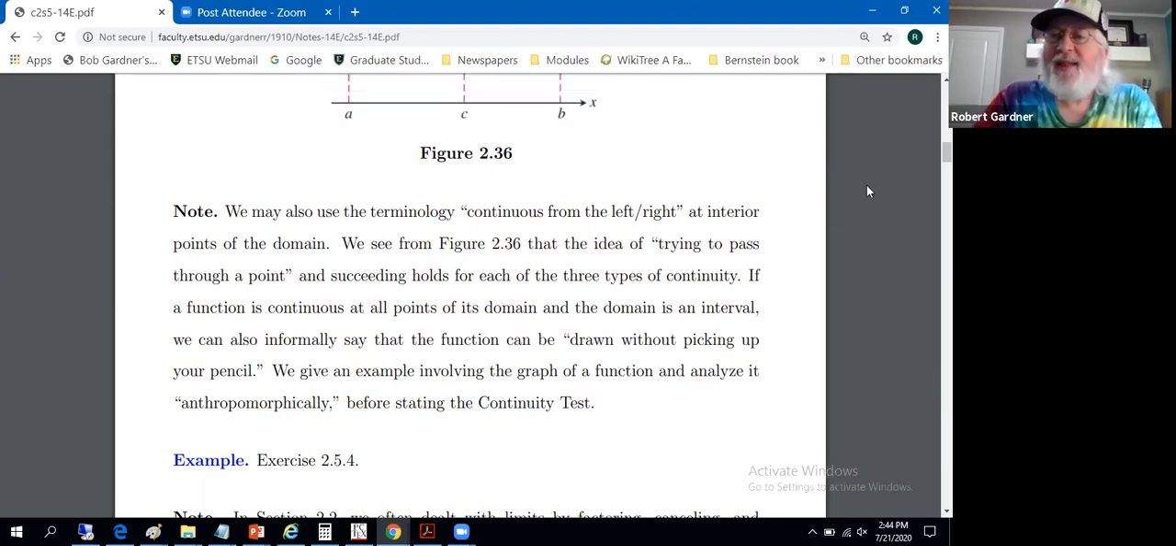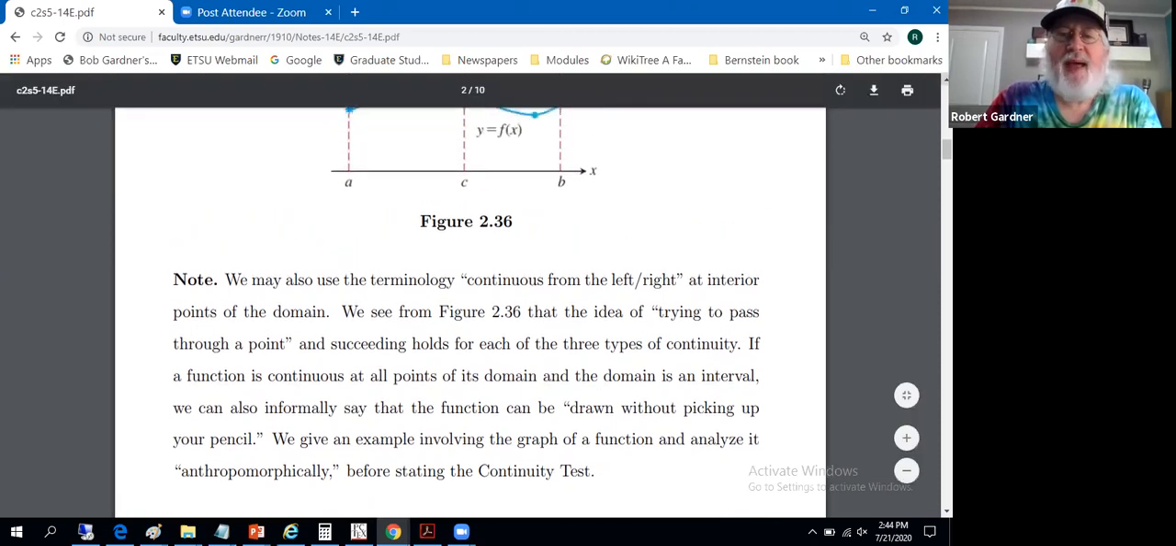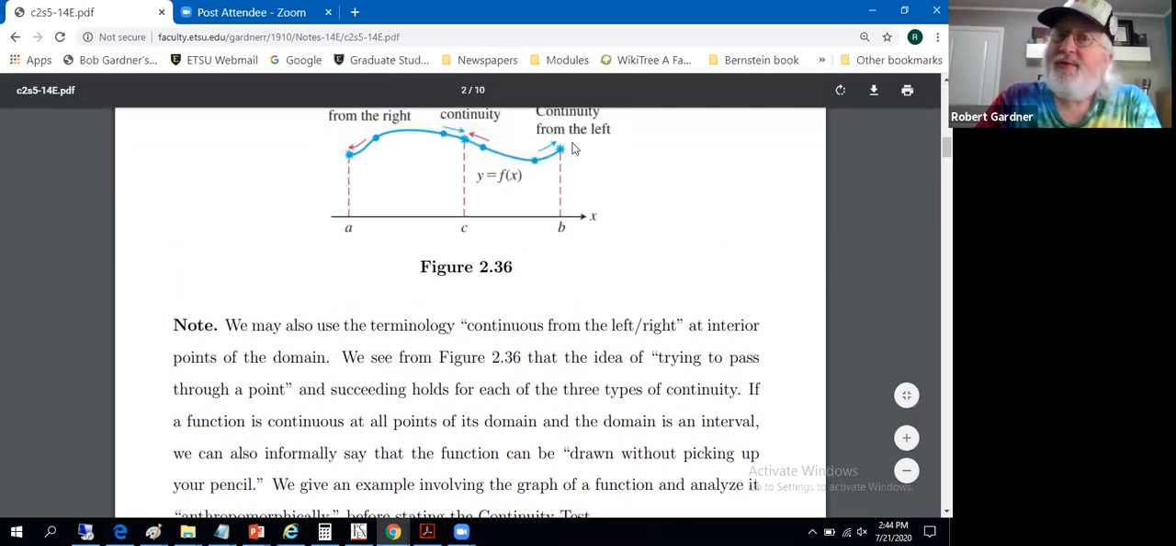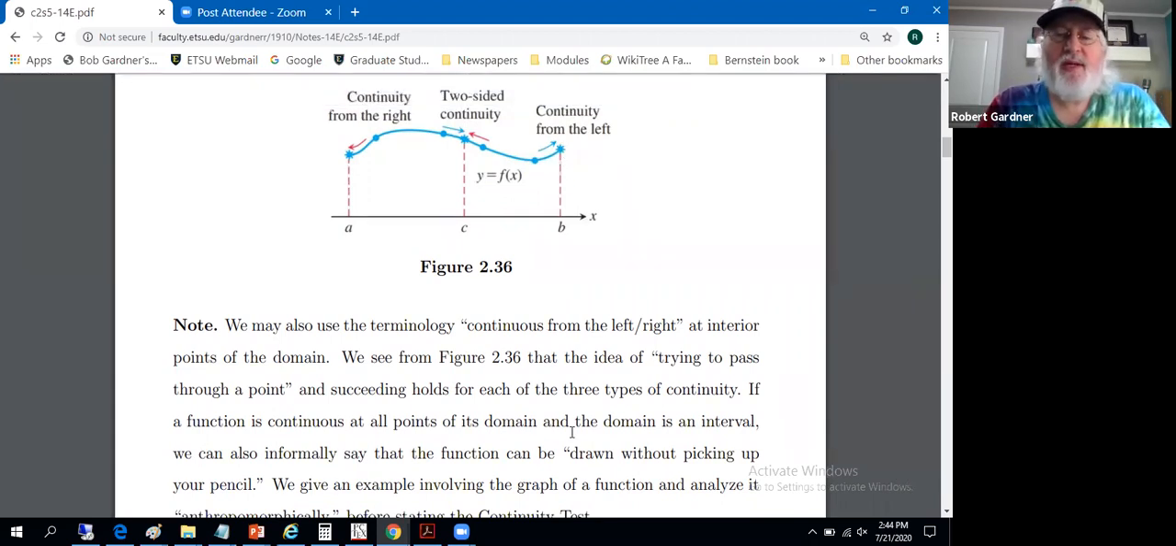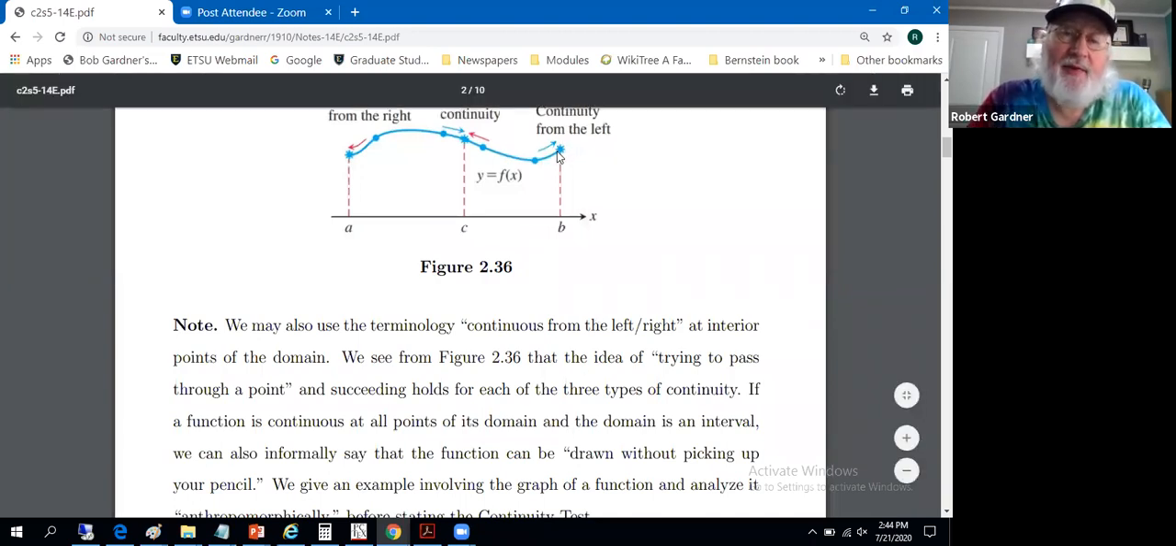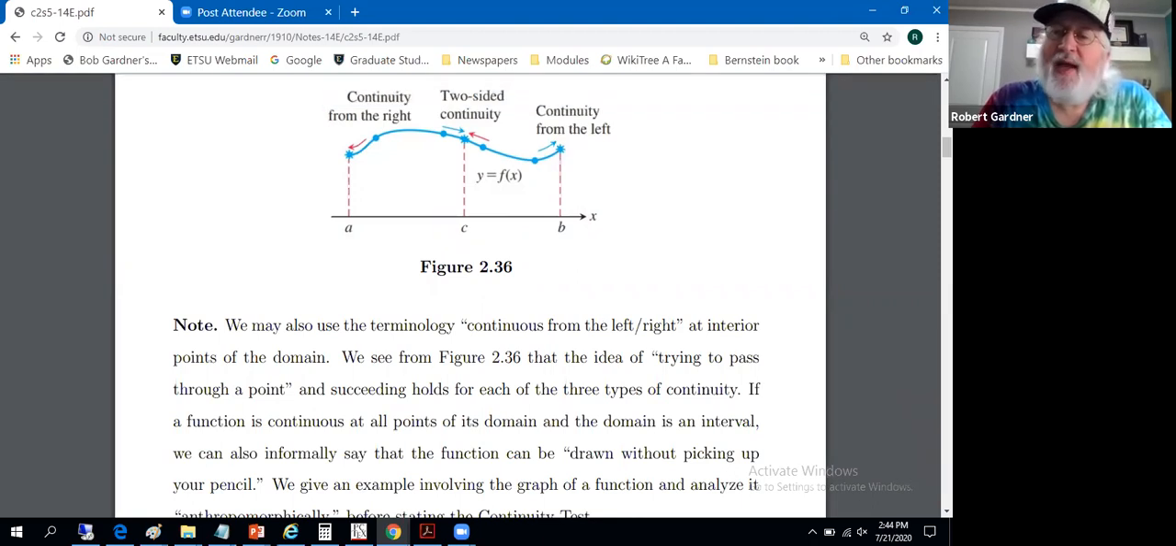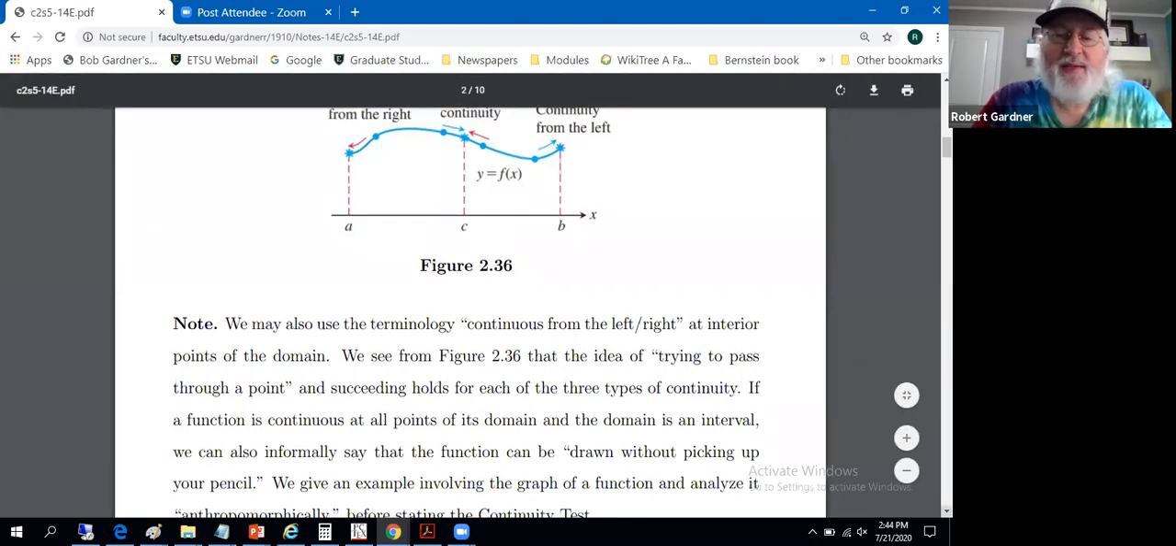You might argue at the endpoints, it doesn't really pass through and go to the other side. So maybe tries to contain the point might be a more appropriate terminology at the endpoints, but it's the same idea of the function wants to have this value in a sense, and it does when it's continuous from the left, the right, or from both sides.